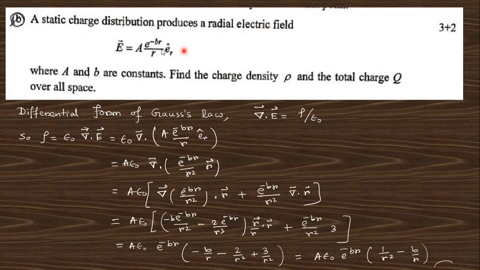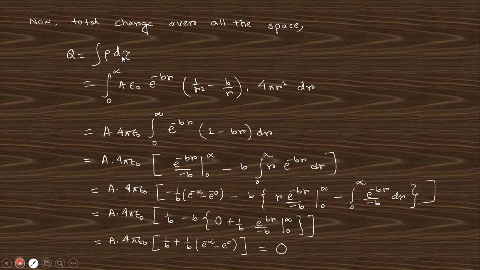A static charge distribution is given here, you need to find out the charge density and the total charge. Charge density is nothing but epsilon naught times divergence of E. So you find out the divergence of this, you will get this expression. Do this calculation. If there is any problem, you must comment in the comment box. After that, total charge is nothing but rho into d tau. We find out this rho, and d tau is 4 pi r square dr, because there is no theta and phi dependency. Actually integrating theta and phi, we get 4 pi r square dr.